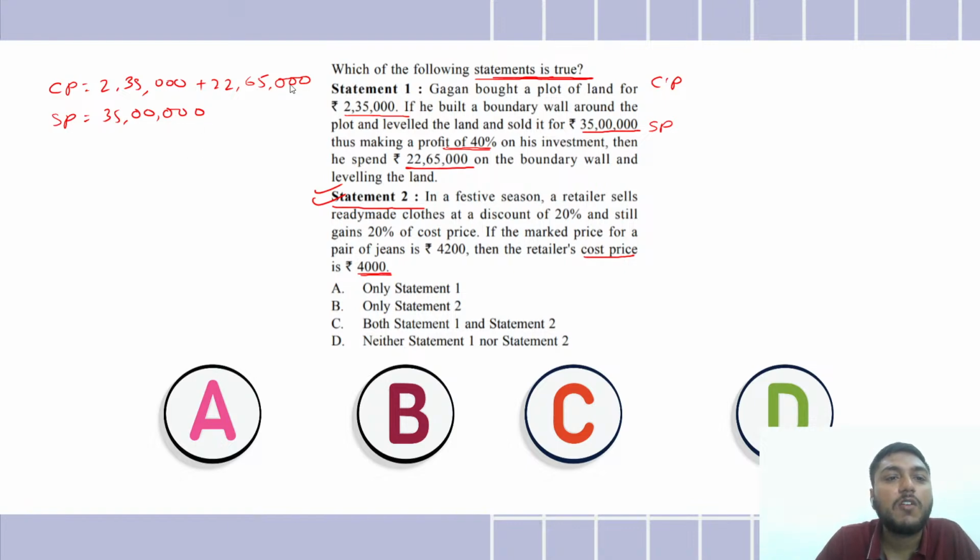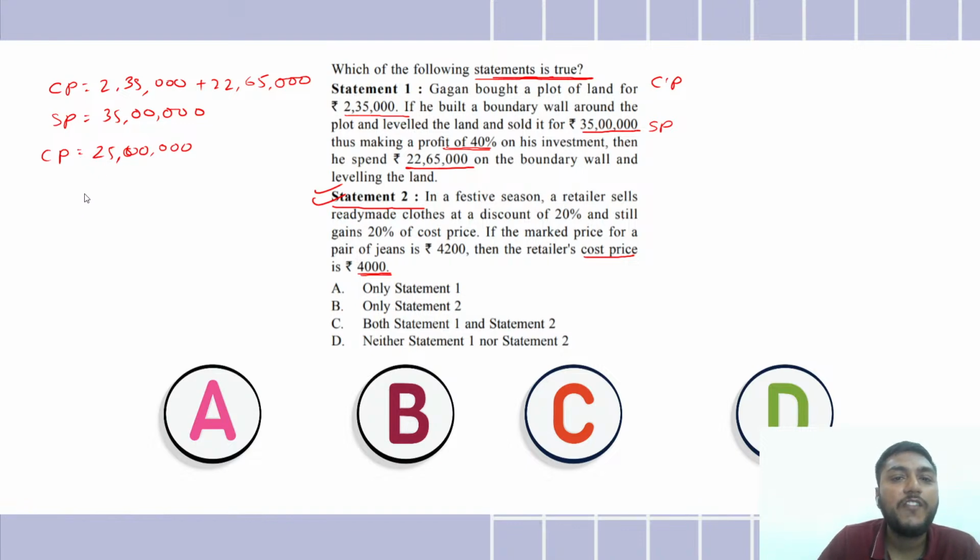So this cost price would ultimately result to what? 2,35,000 and 22,65,000 would ultimately result to the new cost price, that is 25 lakh rupees. So now we have this cost price and we have the selling price. So now we can easily calculate the profit percentage.